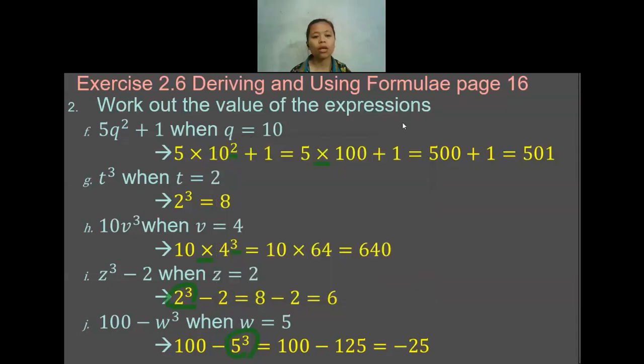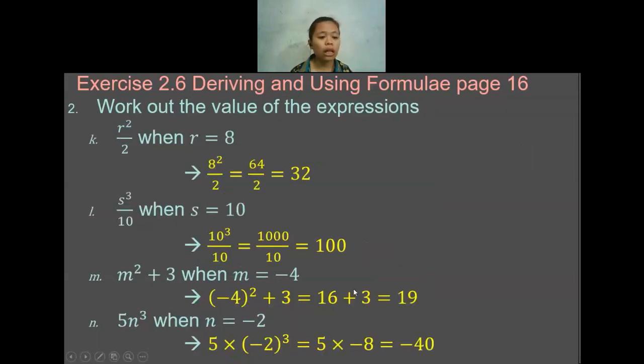Okay, if you have no question, I will move to the next question. So I will move to another question too. We have question 2K, LMN. So in here, same, we have to replace all the letter with the given value.